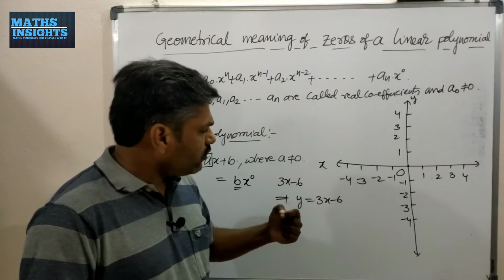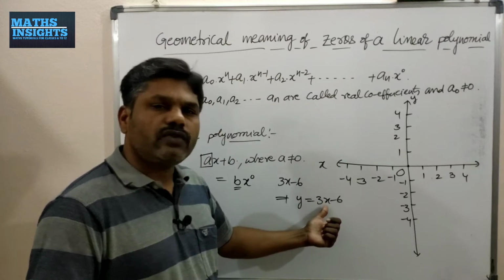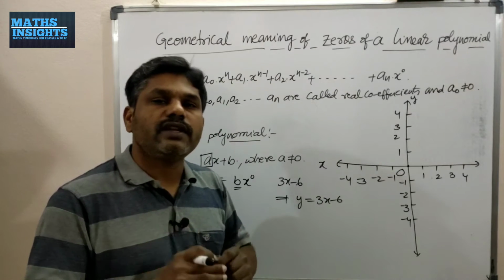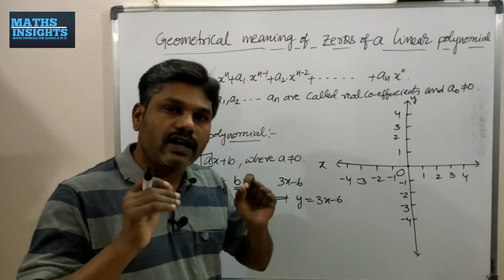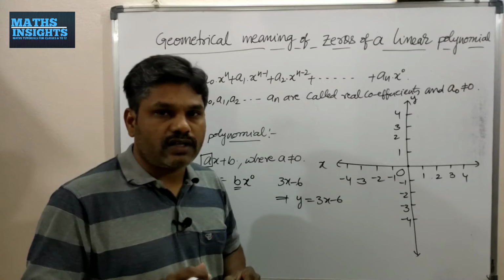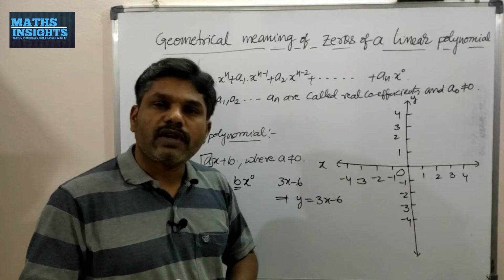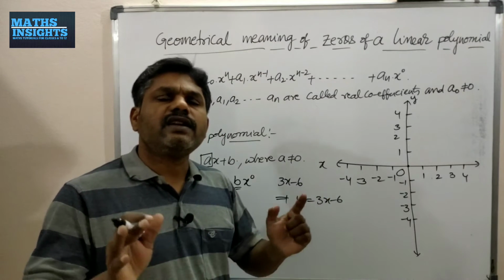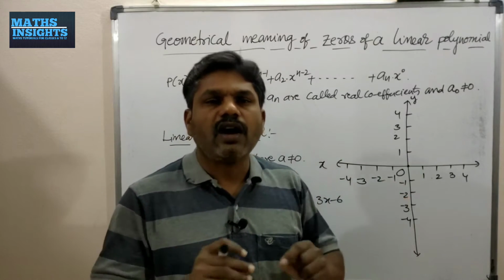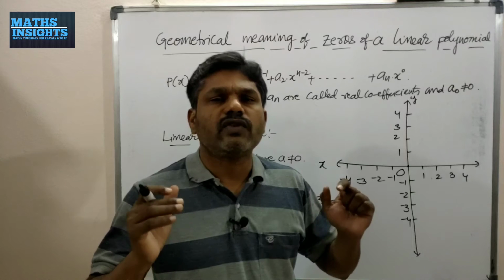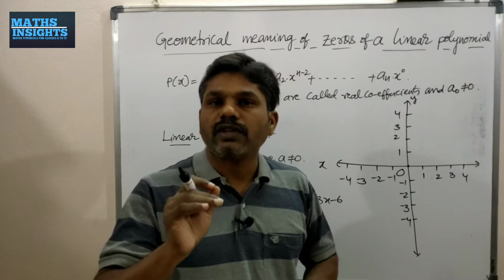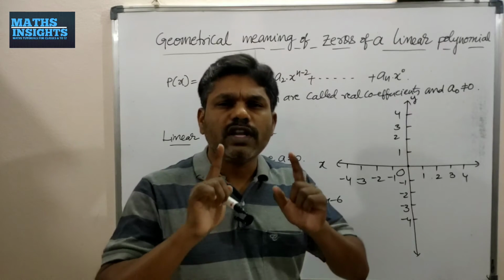Now we will draw a graph of this linear polynomial, and you know that the graph of a linear polynomial is a straight line. In the previous classes you have learned that the graph of a linear polynomial is a straight line. A straight line is a combination of an infinite number of points. On that line you have infinite number of points, and if you want to draw the graph of that line, you want only 2 points.